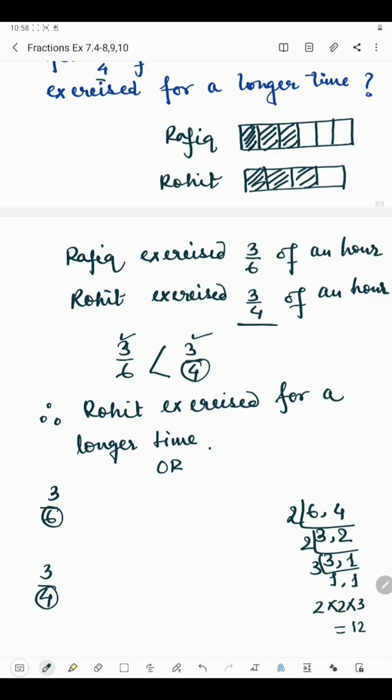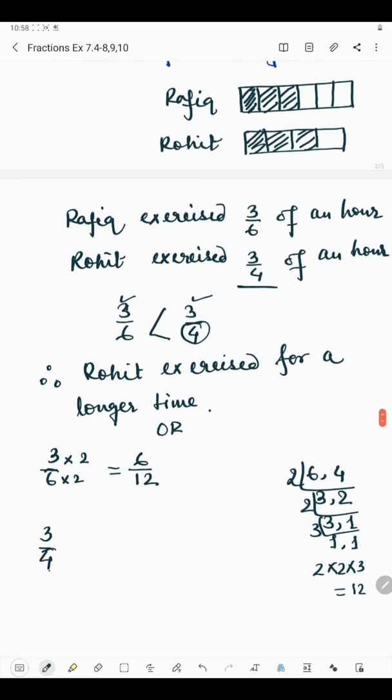So it's 12. Now what should be multiplied by 6 to get 12? It's 2, because if you multiply 2 to the denominator, we'll get 12. Now the same number is to be multiplied by the numerator. So 3 2s are 6, 6 2s are 12. Now coming to the next fraction, what should be multiplied by 4 to get 12? It's 3. So the same number is to be multiplied by the numerator. So 3 3s are 9 and 4 3s are 12.